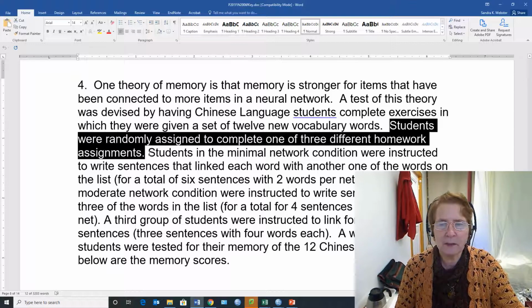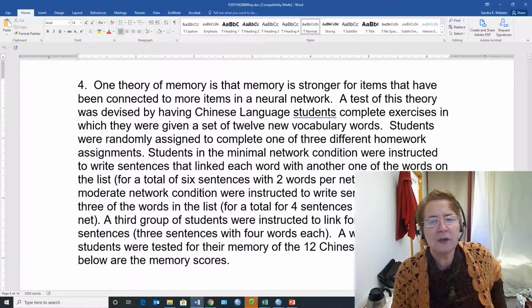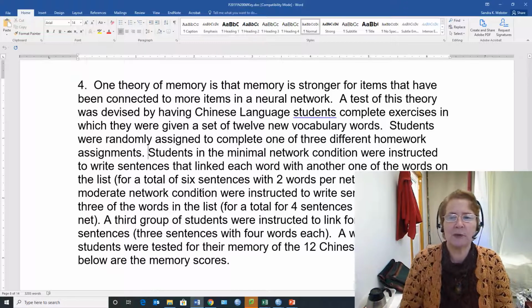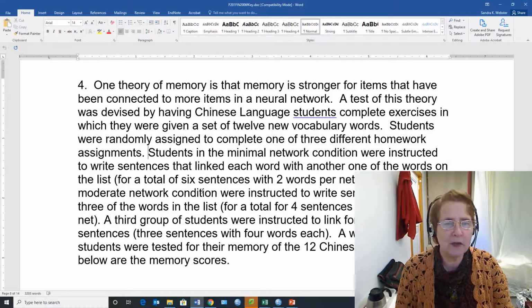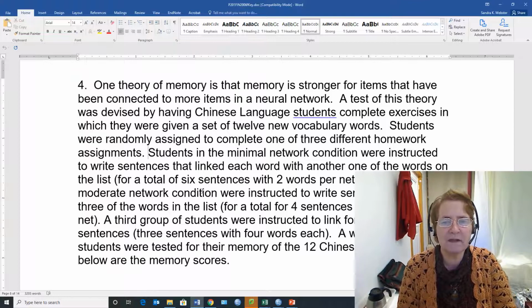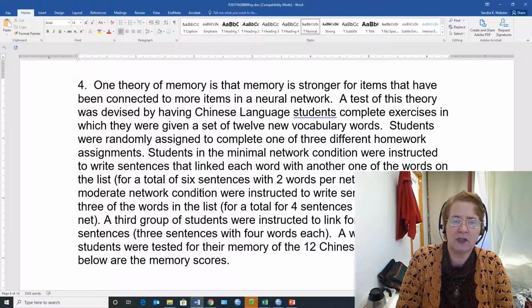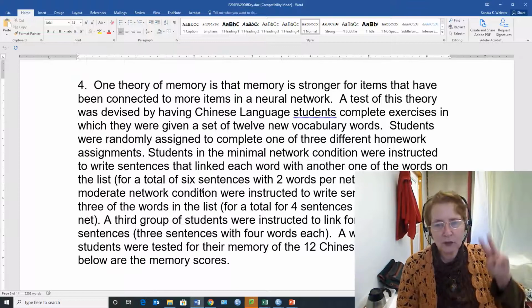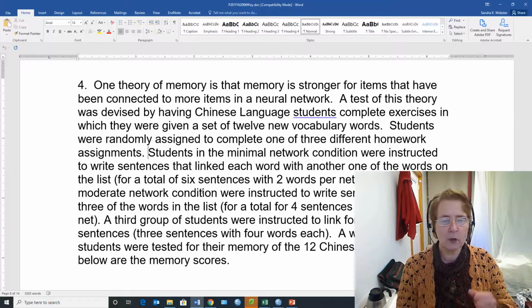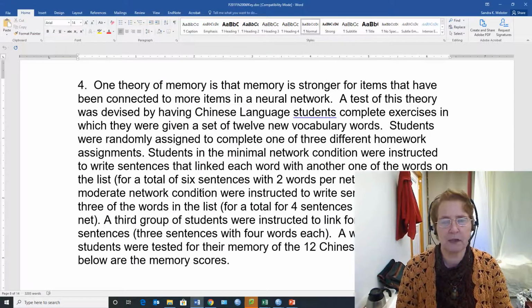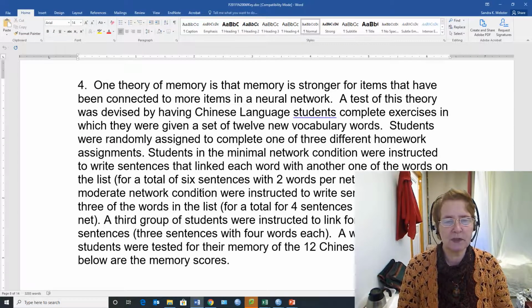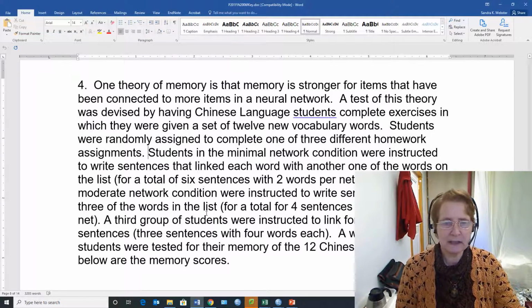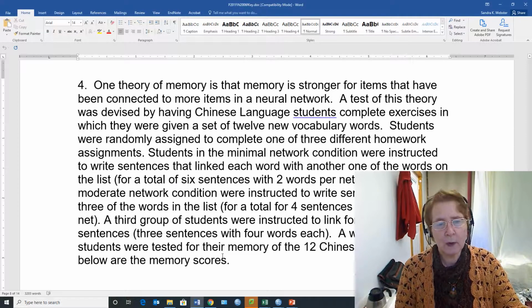So reading the rest of the problem so we get the context. Students in the minimal network condition were instructed to write sentences that linked each word with another one of the words on the list for a total of 6 sentences with 2 words per net. Students in the moderate network condition were instructed to write sentences that linked 3 of the words on the list for a total of 4 sentences with 3 words per net. And the third group of students were instructed to link 4 words together in sentences, 3 sentences with 4 words each. A week later, the students were tested on their memory of the 12 Chinese words.